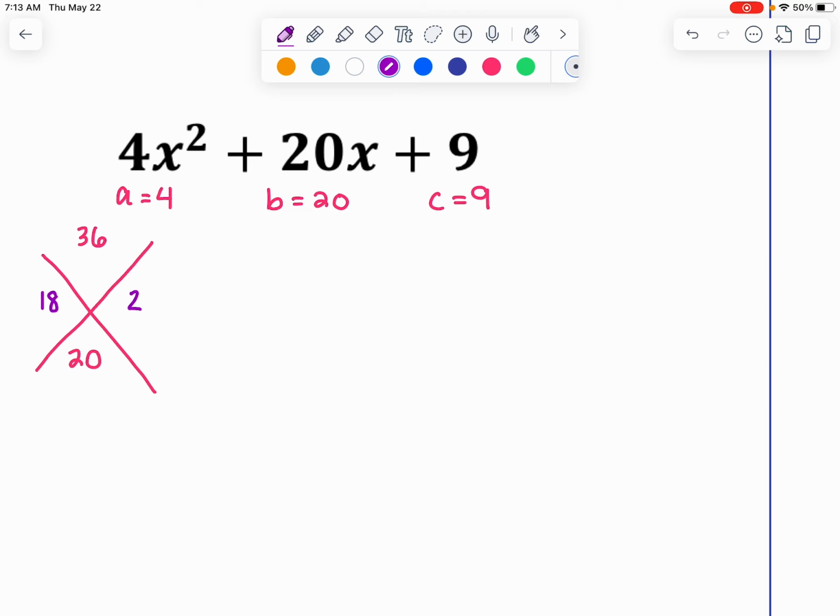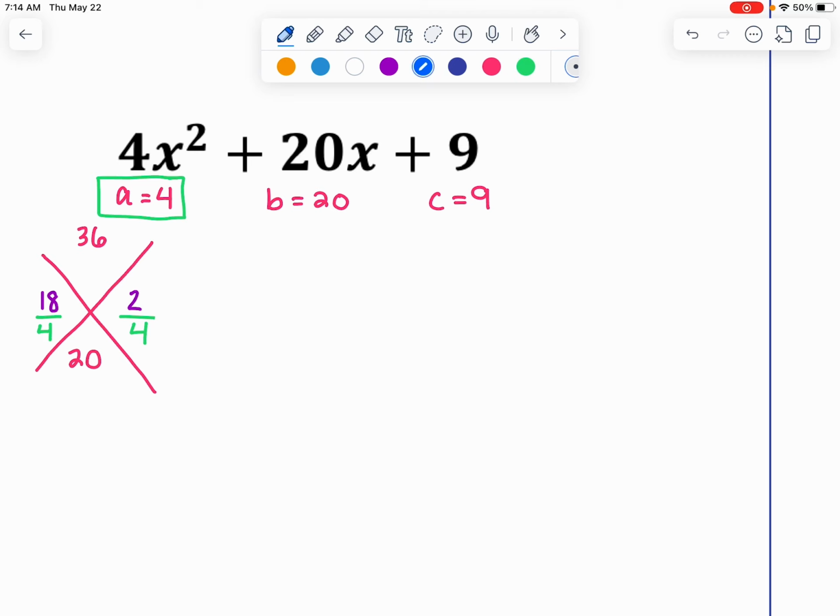Now, pause here because there's an extra step. We haven't encountered a problem like this before that has an A value that's not 1. But when you do have an A value that's not 1, you have to then go into your two factor numbers and divide them by A. Okay, this is a crucial step in order to get the correct factored form.